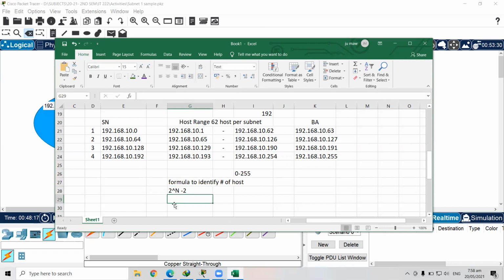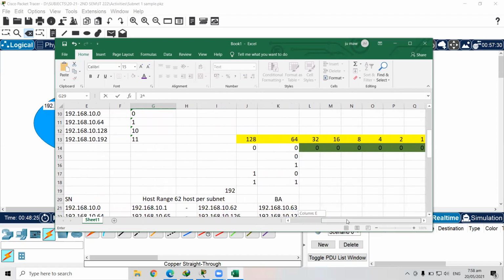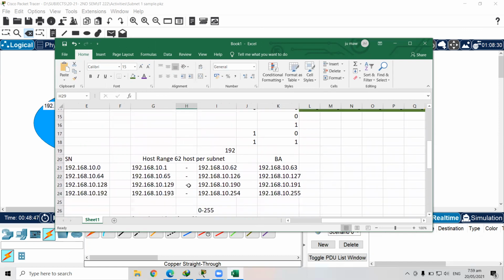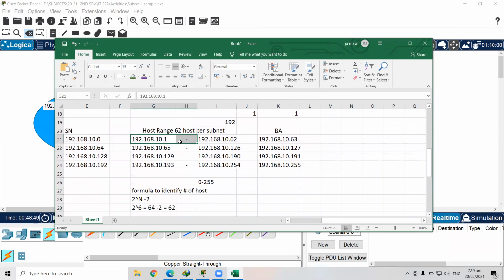Okay. So 2 raised to the power of n. Ilan yung value ng n dito? Ilan yung naiwan? Ang naiwan is 1, 2, 3, 4, 5, 6. So naiwan for the host is 6. So 2 to the power of 6, it is 64. Minus 2 pa, that will be 62. So that's why 62 yung number of hosts per subnet mo. Meaning, pwede kang maglagay ng 62 devices kasama si router, si switches, si computer sa subnet na to.